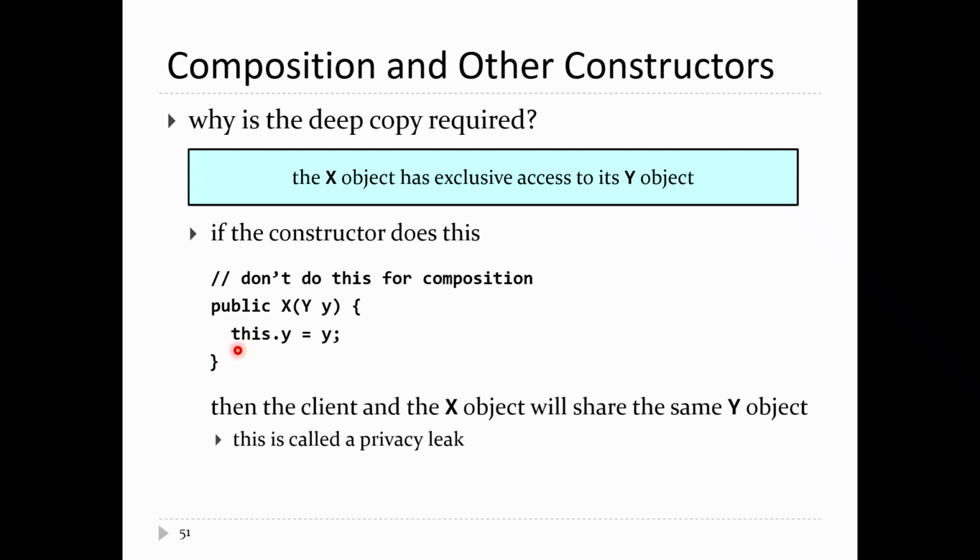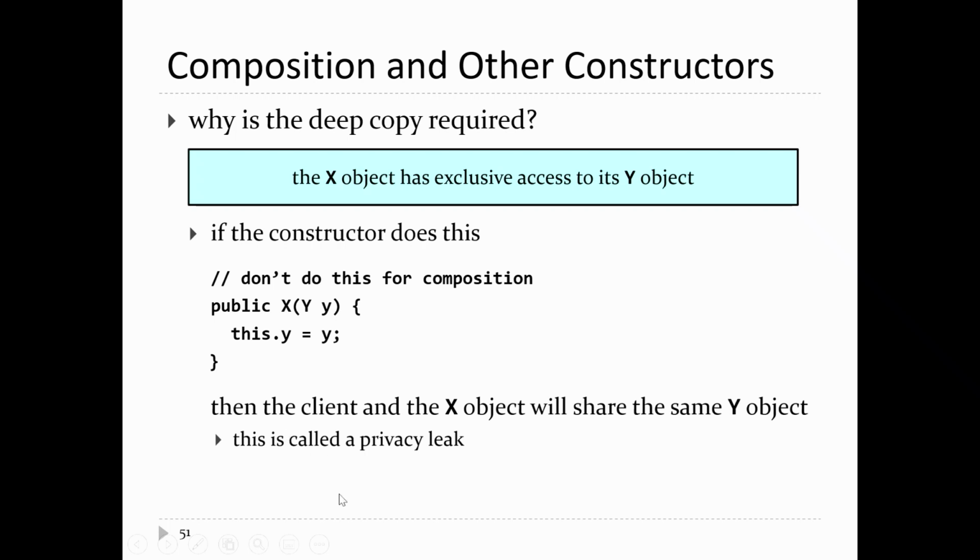If you write this line of code, which is what you would probably write if I hadn't told you about composition, you no longer have a composition. You now have an aggregation, because somebody else has a reference to that Y object. When you write this Y equals Y, you're saying this Y and Y are the same object. So now you've got a shared reference, which you have to avoid in composition. In this case, there are now two objects that have a reference to Y: the object that called the constructor, and the X object itself.